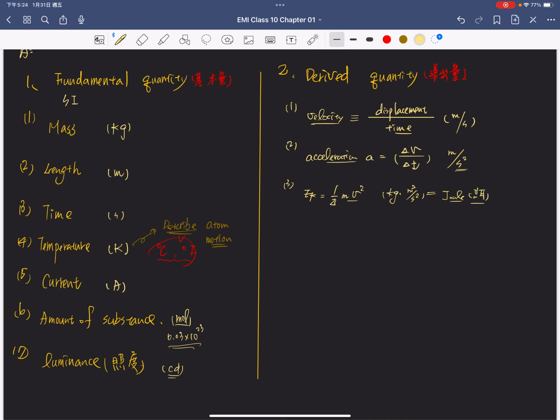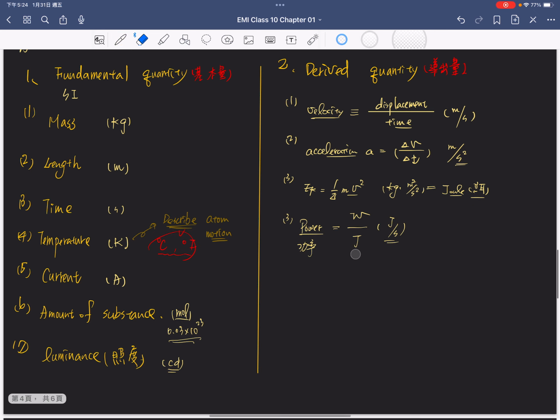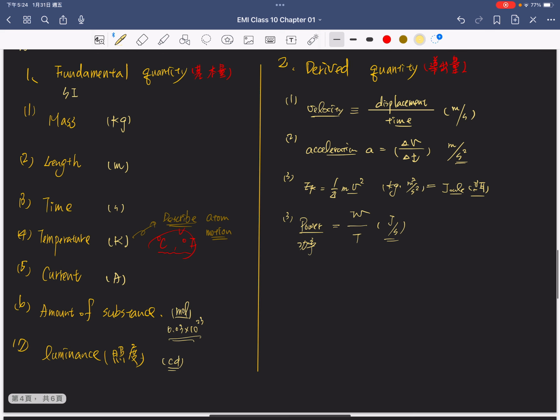Also the power. The power, in Chinese, is called 功率. Its definition is the work over the time, so the unit is joules per second. This is what we call derived quantities.